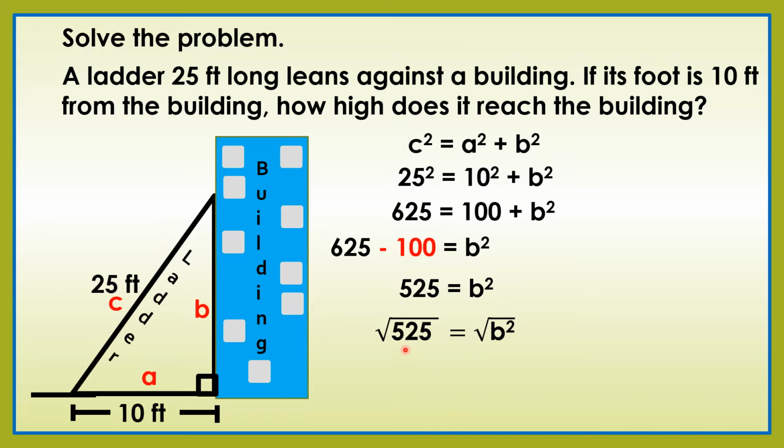Yung 525 is not a perfect square. Therefore, hanapan natin siya ng factors wherein one factor is perfect square. So let's have here 25 and 21. So ang 25 dito ay perfect square. So pwede natin itong i-simplify. So square root ng 25 is 5. Therefore, we will have now 5 square root of 21. That is equal to B. So that is the height ng building na marireach ng ladder.